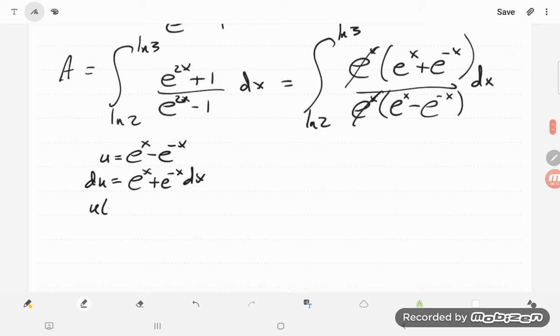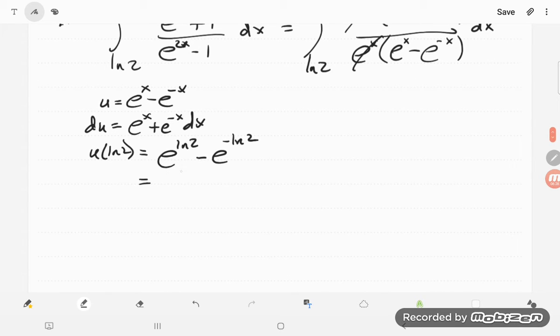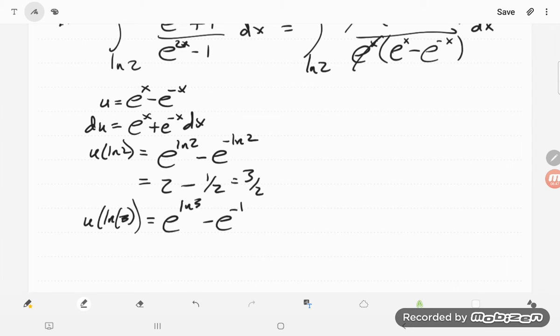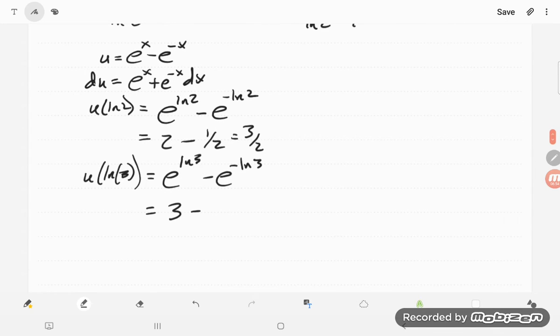And so, what we also need, u of natural log of 2 is equal to e to the log 2 minus e to the negative log 2. Well, that is equal to 2 minus 1/2, or 3/2. And u of log 3 is e to the log 3 minus e to the negative log 3. Well, that's 3 minus 1/3, or 8/3.